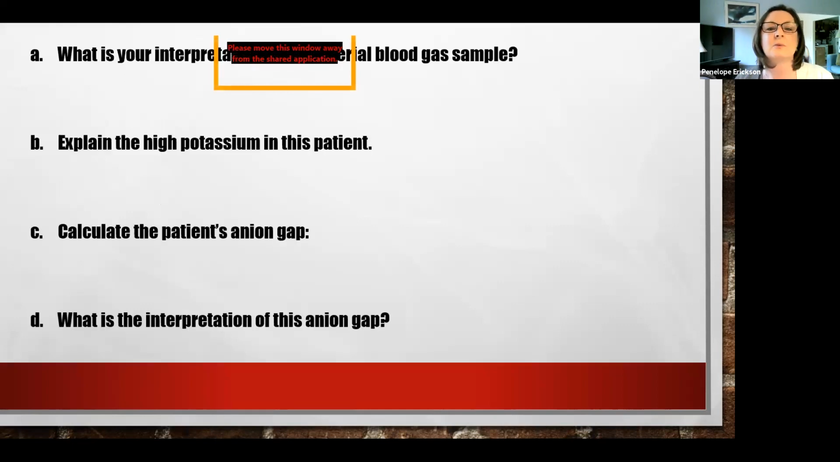Okay, so we interpreted the blood gas, we explained the high potassium, we calculated the patient's anion gap, and the interpretation of the anion gap is that he has an anion gap metabolic acidosis, because his anion gap is greater than 16. It's 25.5.